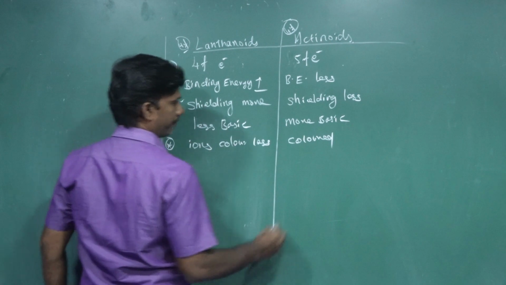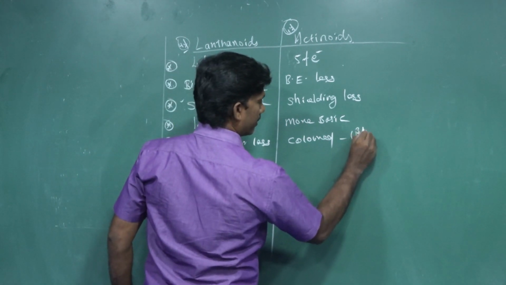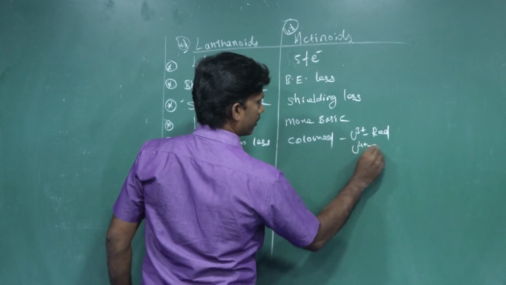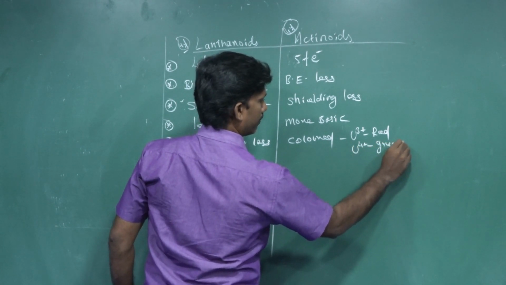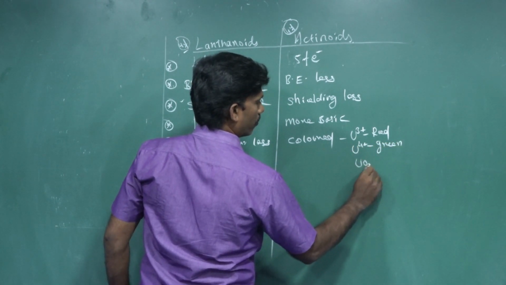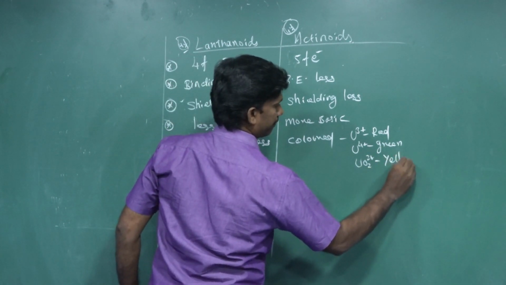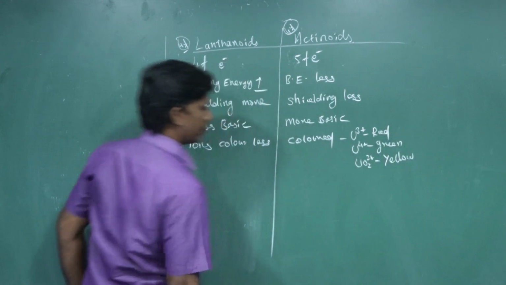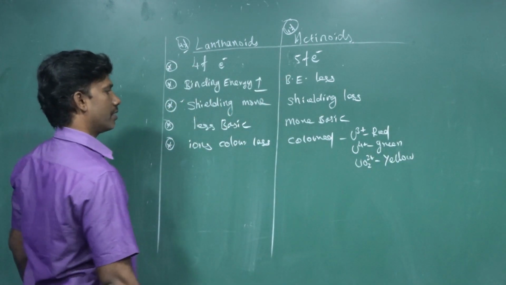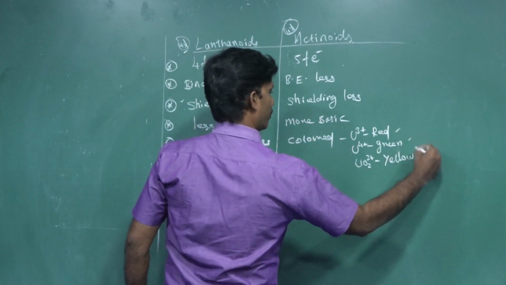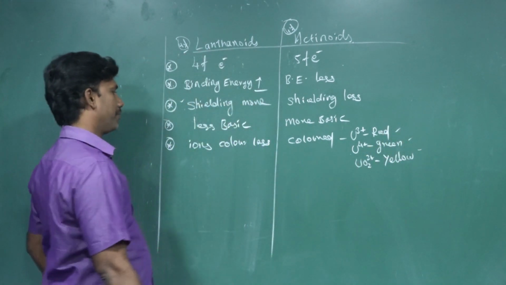For example, uranium 3 plus is red in color, uranium 4 plus is green in color, and uranium O2 2 plus is yellow in color. So this asks me questions in the State board and surface meter: what is the color of U4 plus? You can recall RGY: red, green, yellow.